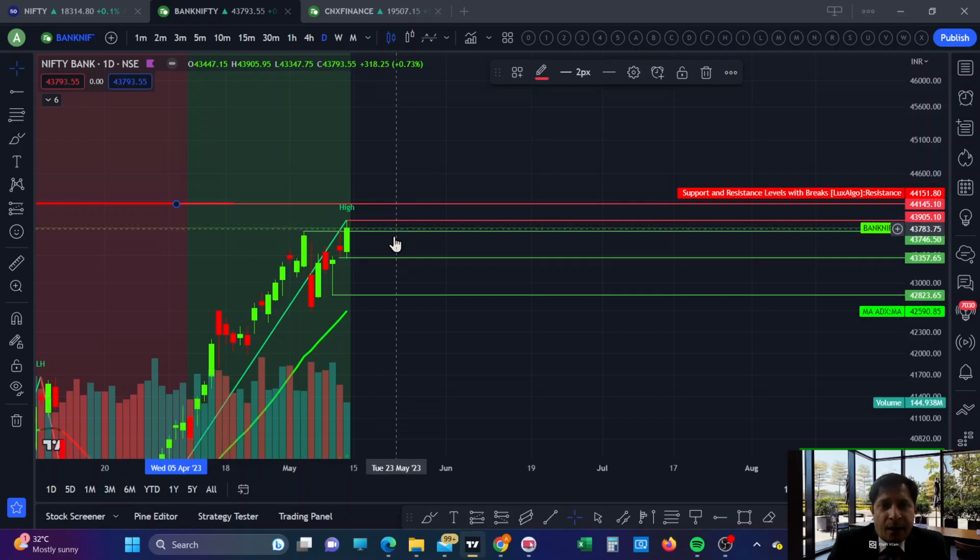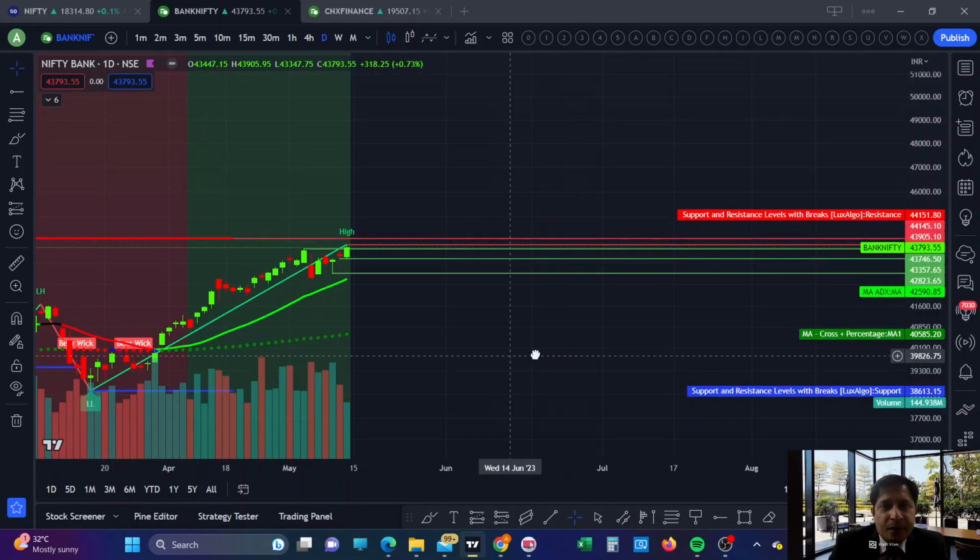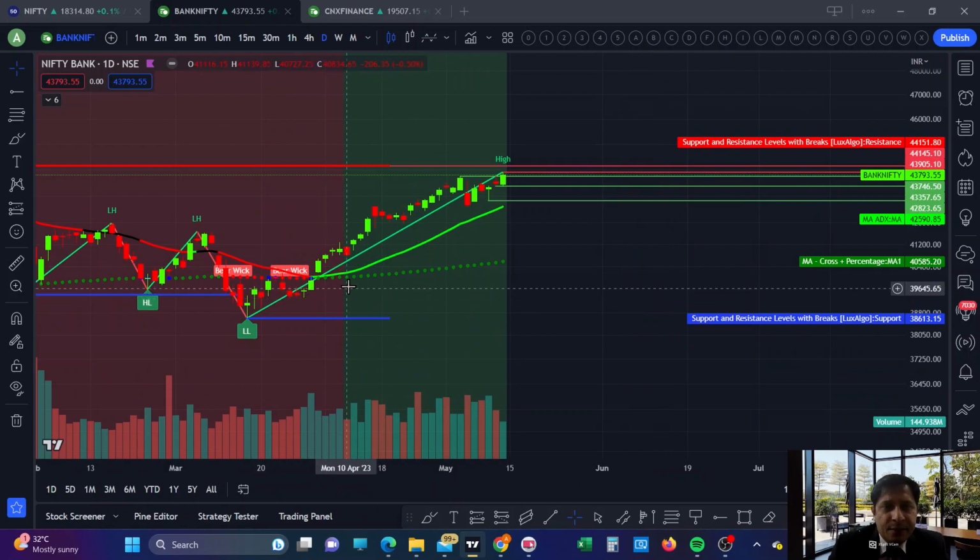Otherwise, I'm very optimistic on Bank Nifty to be trending upwards, and then see the levels of 44,100 or 200, which has been the previous all-time high. It has been in a bullish run for quite some time, almost a month, if I'm not wrong. Yeah, more than a month and a week that Bank Nifty has been trending upwards in bullish momentum.